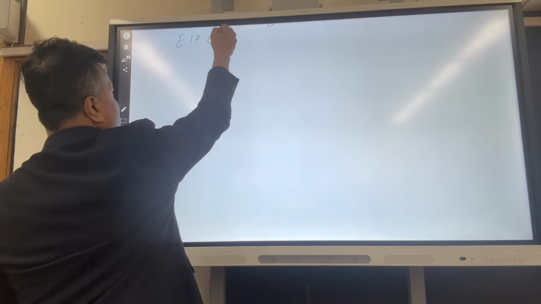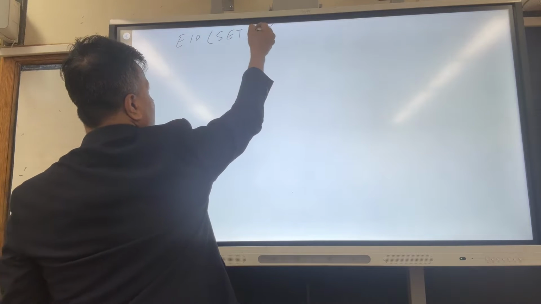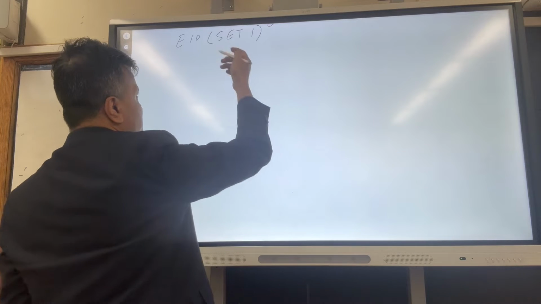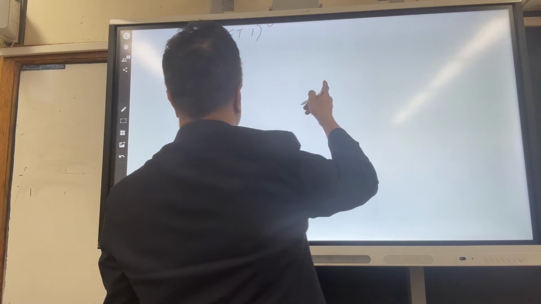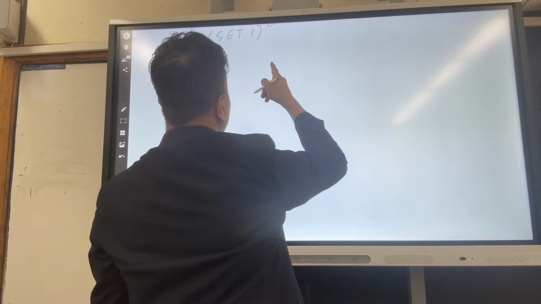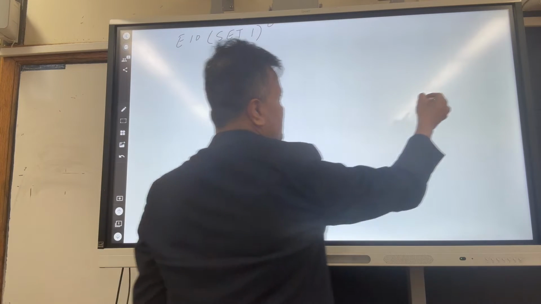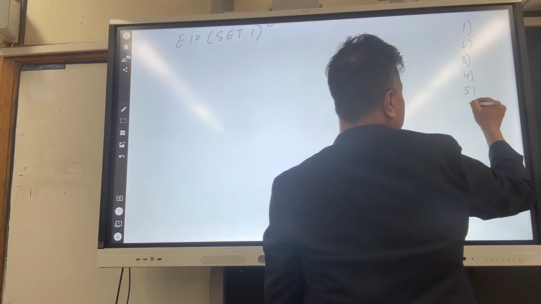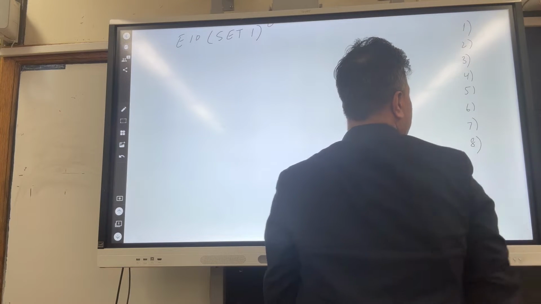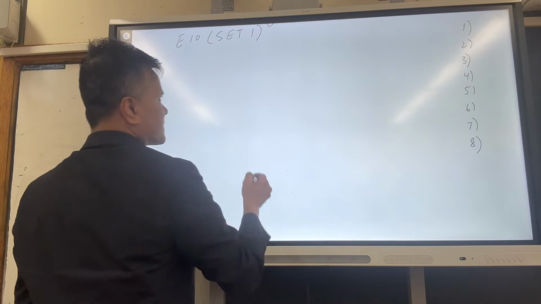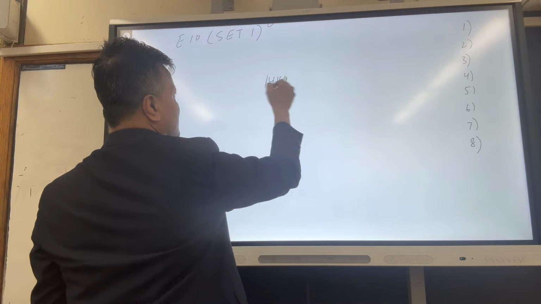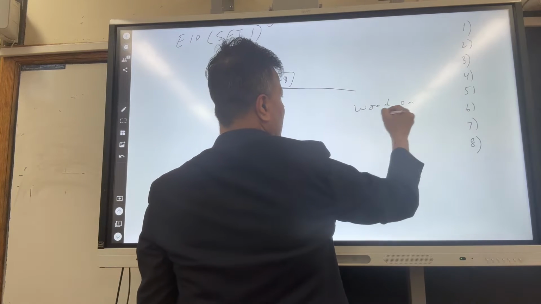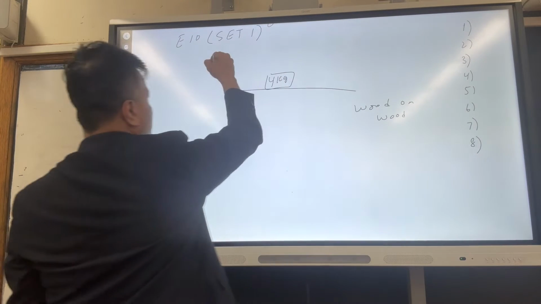Exam 10, set 1. Set 1 and set 2 are the same, but let's first go over set 1, then I'm going to go over set 2. There are 1, 2, 3, 4, 5, 6, 7, and 8. This is the multiple choice form, so let's first go over multiple choice form. So 4 kilogram, right? 4 kilogram wood on wood. This is problem number 1.